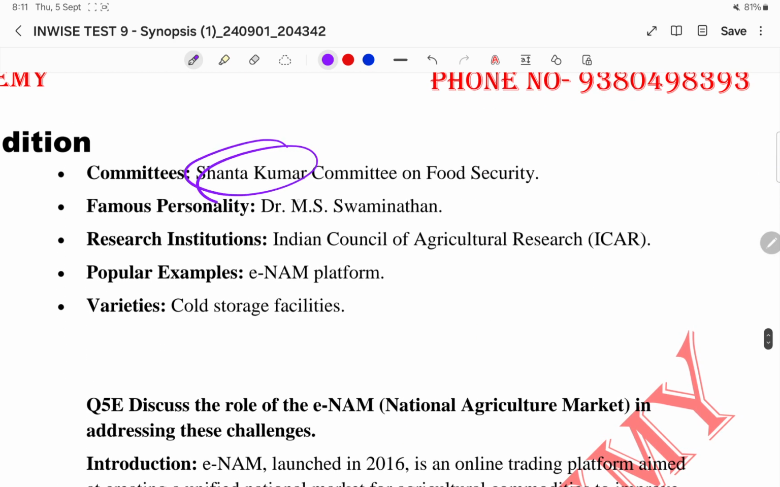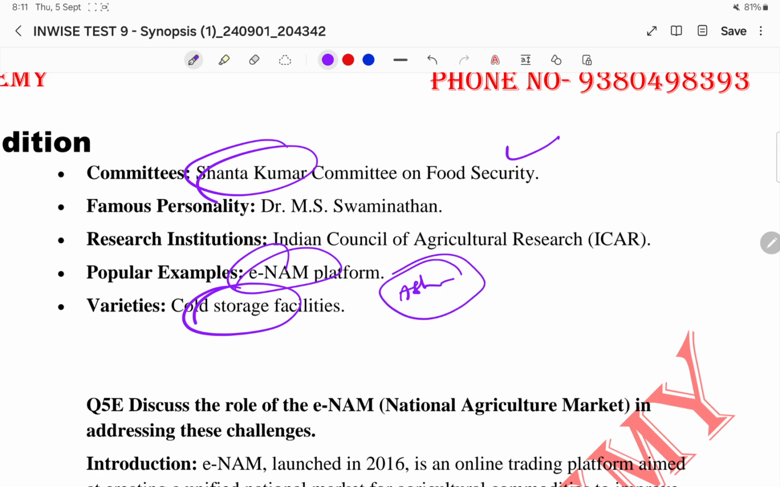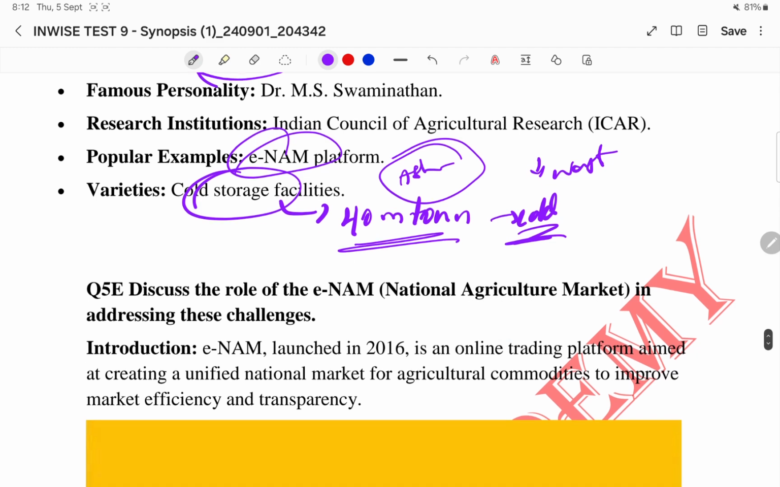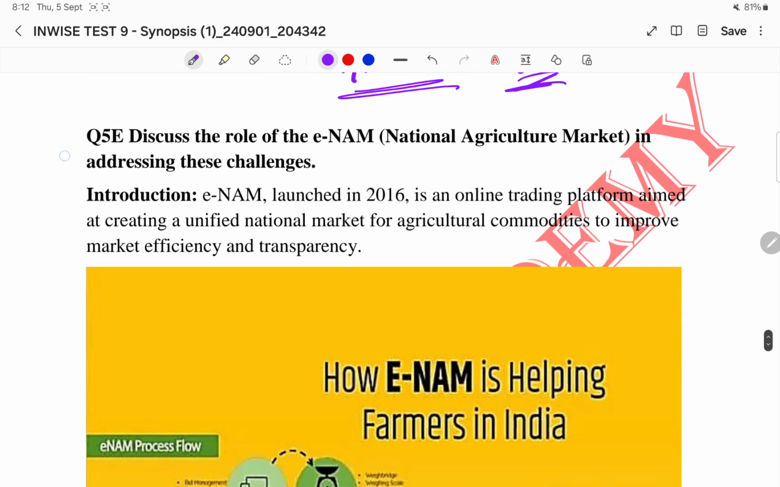Then come to the Shanta Kumar committee on food security, then eNAM platform, cold storage facilities. Even Ashok Dalwai on doubling farmers' income, he is also stressing more on reducing the wastages. So he has proposed, I think, 40 million tons somewhere, check out the exact number. So he is proposing the establishment of cold storage. Fine. Okay, so come to question number E.